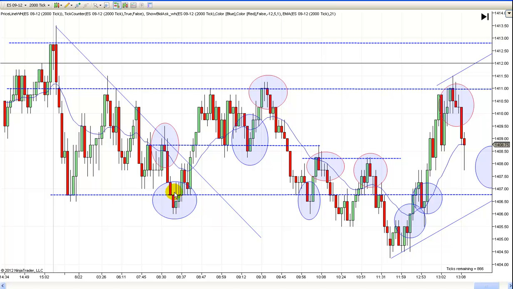So there was a nice entry long at the bottom of the range right here, and then we just went right back to the upper side. I didn't mark this trade because we just came off a failed trade to the lower side, and we had a lot of overlap in here. There was a setup here that you could have taken. It would have worked, but I didn't mark it.